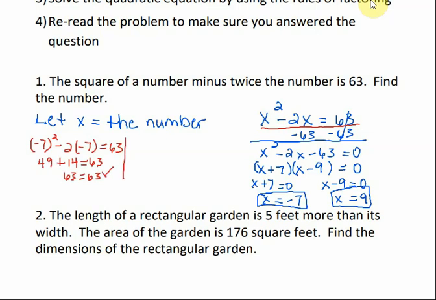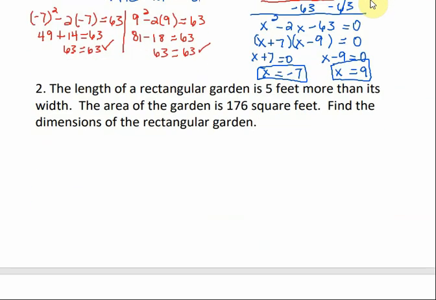And then if I were to plug in 9 squared minus 2 times 9 equals 63. 9 squared is 81, and 81 minus 18 is 63. So I have two solutions to this problem. Okay, let's look at the next one.